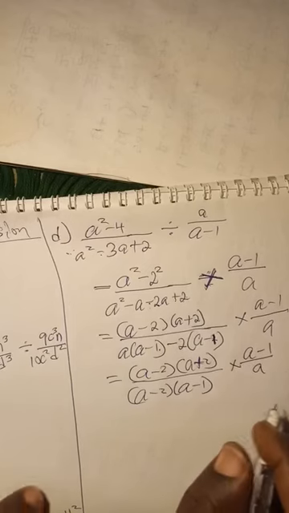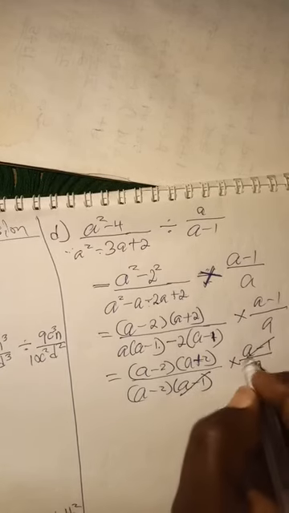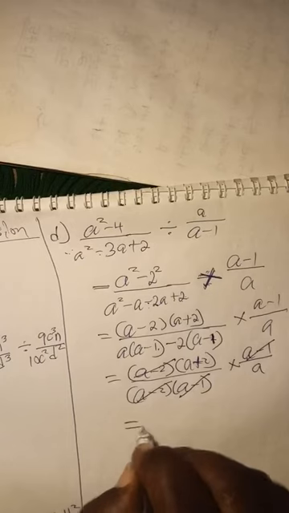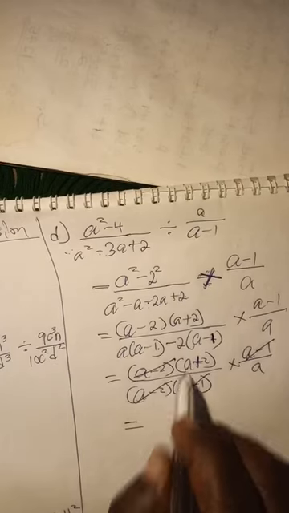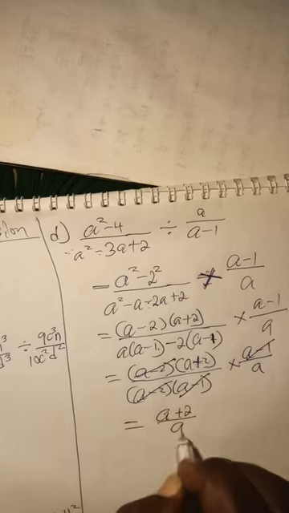So I can now start looking out for factors. What are those factors I can cancel out? You see, this can go off with this. Gone. What about this? This can go off with this. So I'm going to have what's left. Don't cancel this and this. No. (a plus 2) over 2 over a. That's my final answer.